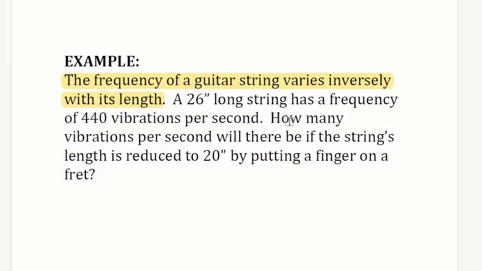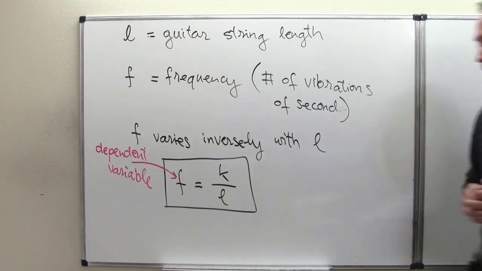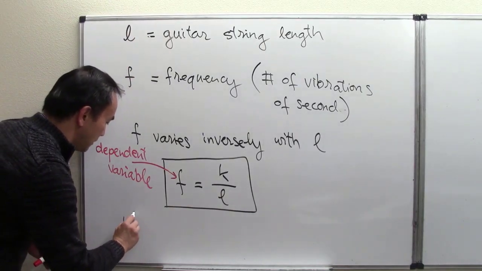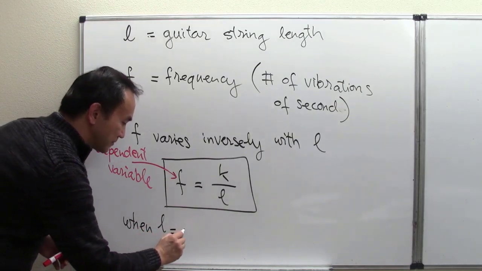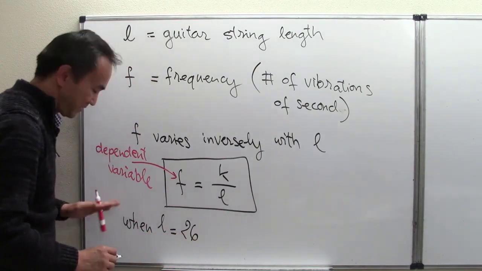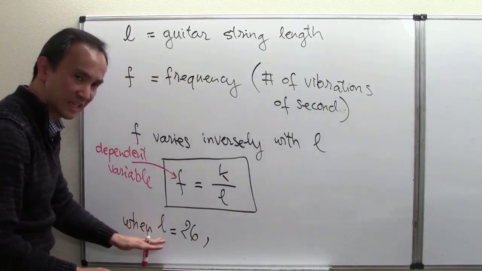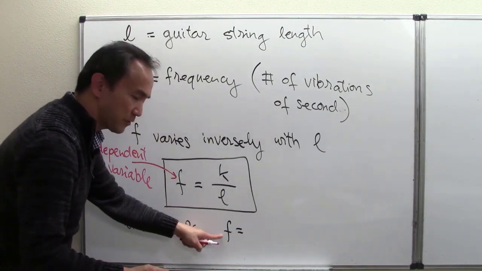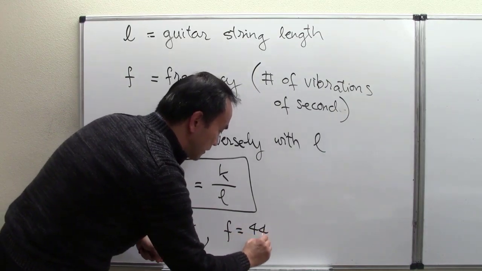And now let's continue reading further into the wording of our problem to see if we can identify some further information. A 26 inches long string has a frequency of 440 vibrations per second. This information is very beneficial. What it said there is that when L equals 26 inches, at that specific length of a guitar string, we come out with a frequency of 440.